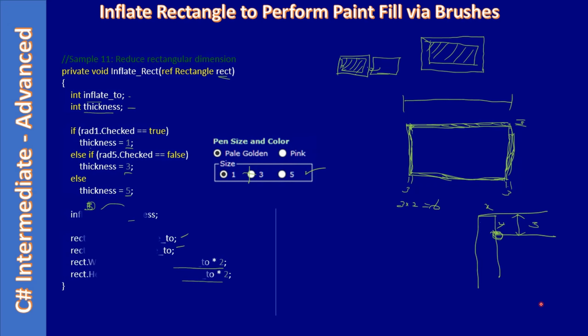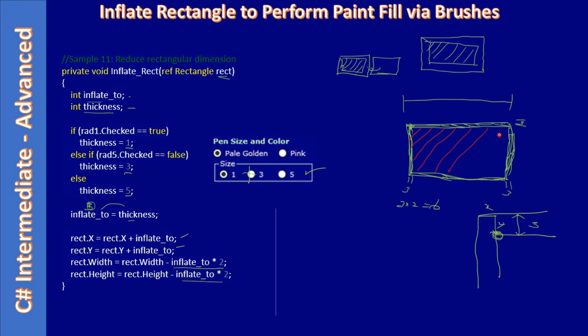Inflate rect is used to paint only the portion, thereby not disturbing the pen thickness, or what is drawn by the pen. We will not disturb that by means of this inflate rect. That means to the brush object, we will not be giving this outer rect. Instead, we will be giving this inner rect to perform the hatching or whatever painting operation can be done through the brush. Alright, now we will proceed with SolidBrush.